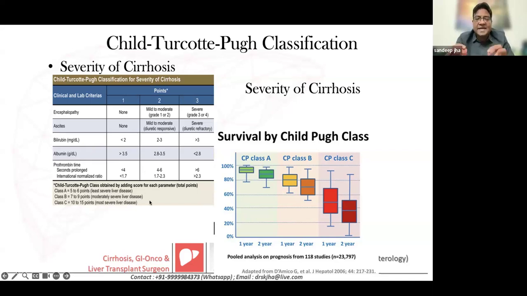So if the patient, like you can see in this Child C, is 10 to 15 points on this table, then he definitely requires a liver transplant. He's definitely a candidate for liver transplant. If he's in class B, 7 to 9, then we have to take it on a case-to-case basis.